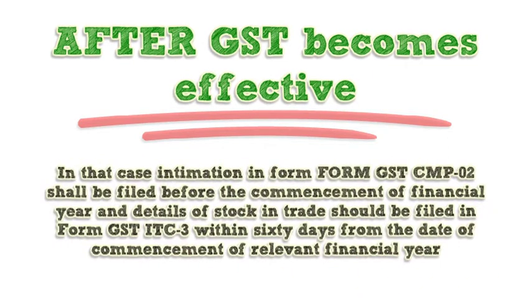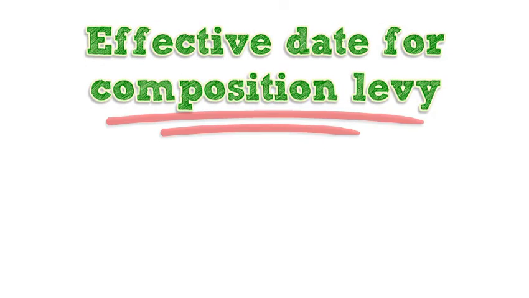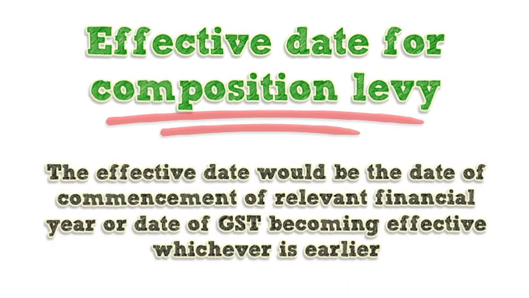In that case, intimation in FORM GST CMP-02 shall be filed before the commencement of financial year, and details of stock in trade should be filed in FORM GST ITC-03 within 60 days from the date of commencement of relevant financial year. Effective date for composition levy. The effective date would be the date of commencement of relevant financial year or date of GST becoming effective, whichever is earlier.